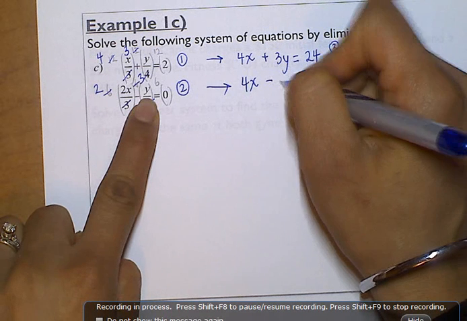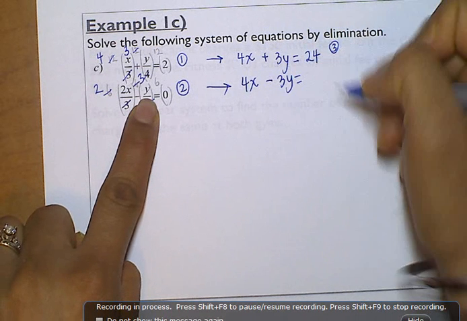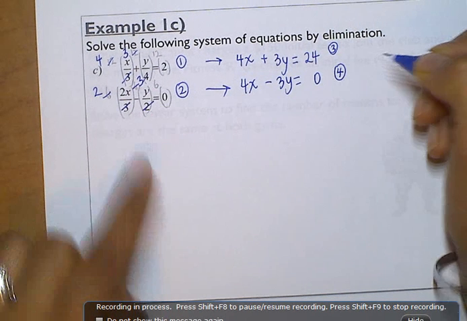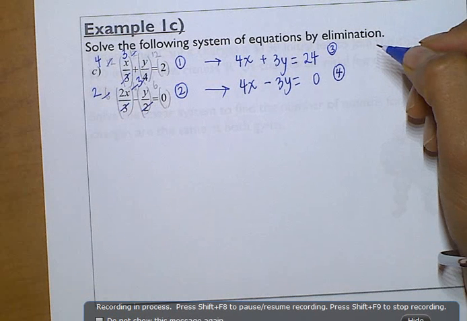Here I have the same signs, here I have different signs. I'd rather add my equations than subtract them. It's a little bit easier to add than to subtract. So I'm going to add both my equations and get rid of the y.